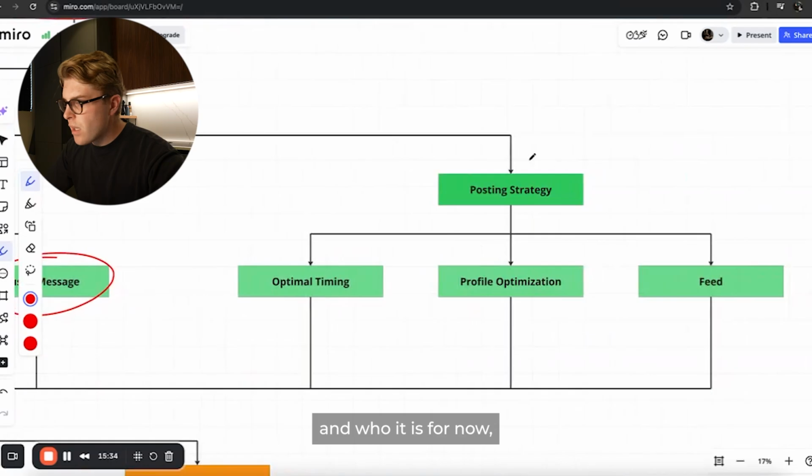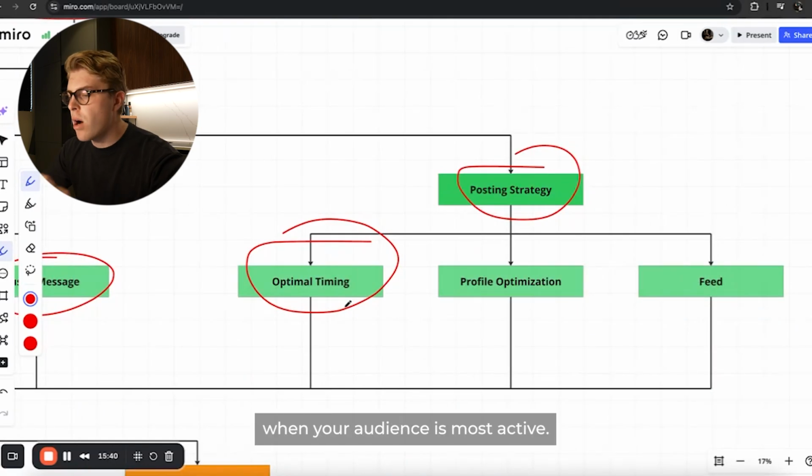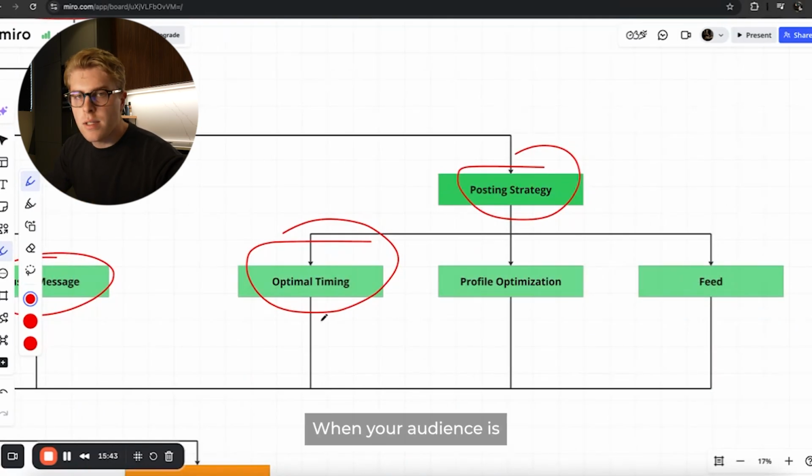Now, the posting strategy is simple. You need to look at the optimal timing, and you can actually see this inside your Instagram and TikTok account when your audience is most active. When your audience is most active is also when you want to be posting your videos.